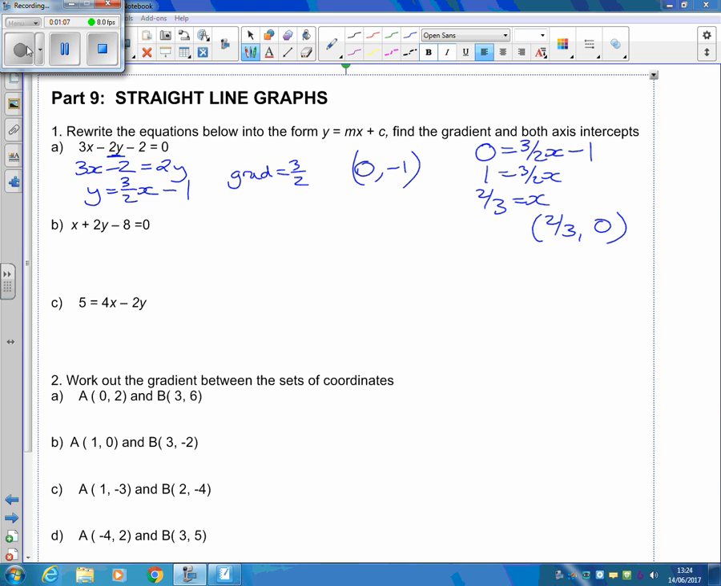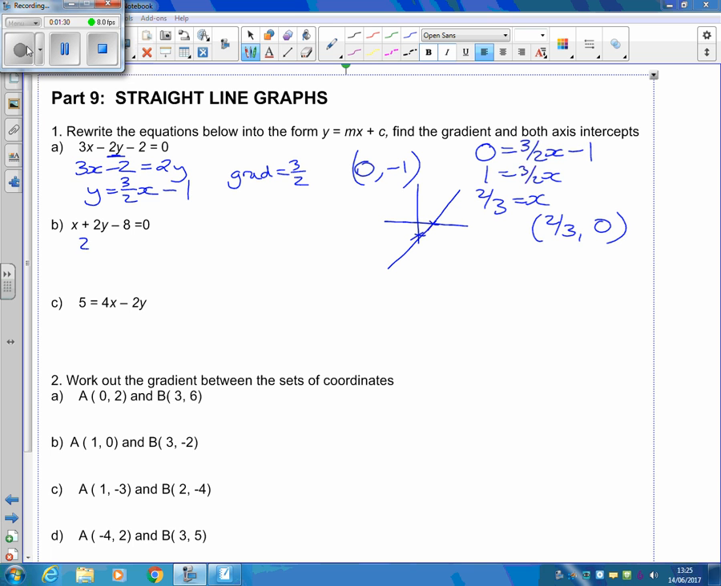That means that that straight line will be looking something like this. It will be crossing at 0, minus 1, that's down there, 2/3, 0, that's there, and it looks like that. And that's how I'm going to draw lines at A level, just a quick sketch. I'm not going to do any plotting. I'm just looking at those 2 points where they cross the axis. Let's go on to the next one then.